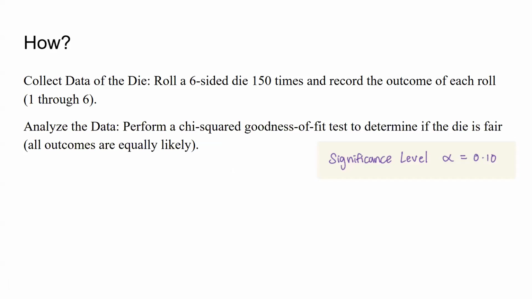What I will do is take this die and roll it 150 times, and then using the chi-squared goodness of fit test, I will analyze, based on my little sample of 150 trials, whether this die is fair or not. I'll also be using a significance level of alpha 0.10.